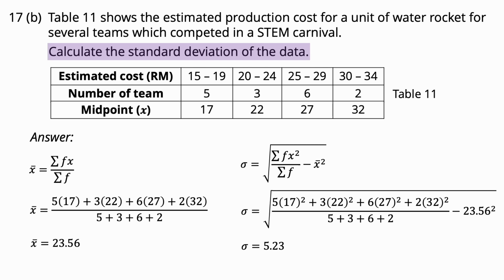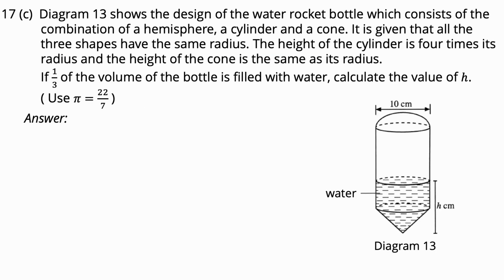17. C. The water rocket is made of 3 parts: a hemisphere, a cylinder, and a cone. The given diameter of the rocket is 10 centimeters. Thus, the radius is half of its diameter. 10 divided by 2 equals 5 centimeters. All 3 parts have the same radius. The height of the cylinder is 4 times its radius. 4 times 5 equals 20.